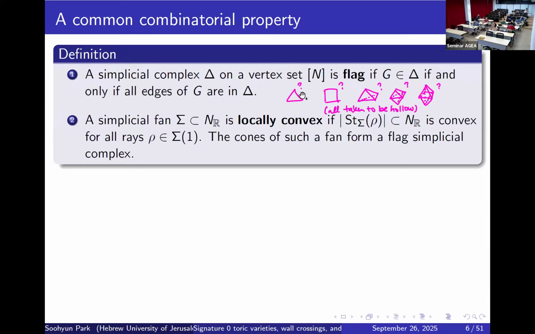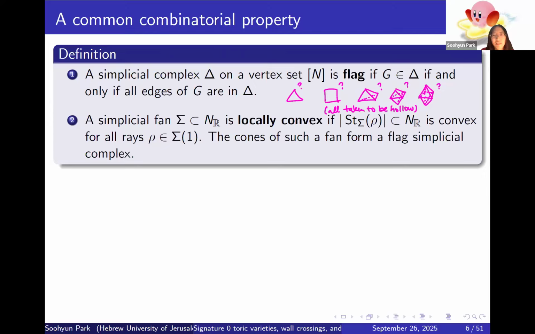But you said G is a subset of the vertex set. So what does it mean for the edges? What are the edges of G? Oh, I just mean, to check if a subset of the vertex set belongs to the simplicial complex, it's enough to check if the edges on it are there. So I mean the things that are already connected by a line. So this does not count as an edge, like the diagonals.